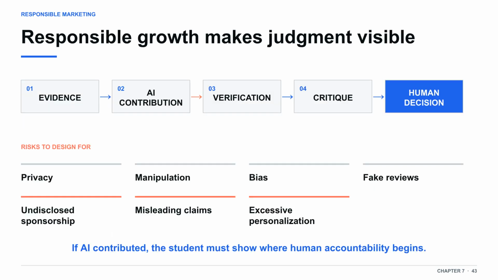Responsible marketing requires making human judgment visible. As you integrate AI, you must design for risks like privacy, bias, and undisclosed sponsorship. If AI contributed to a result, you must be able to demonstrate where human accountability began.